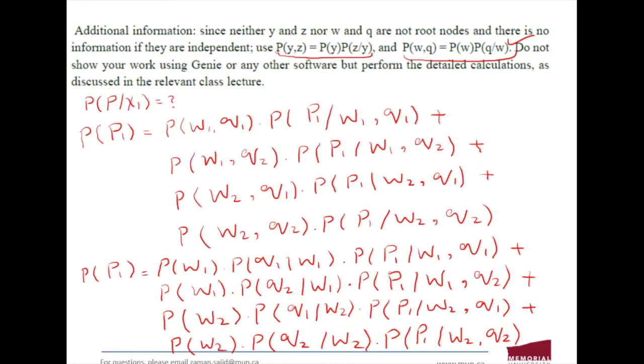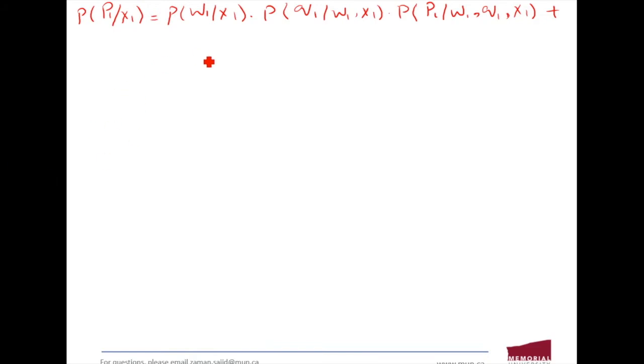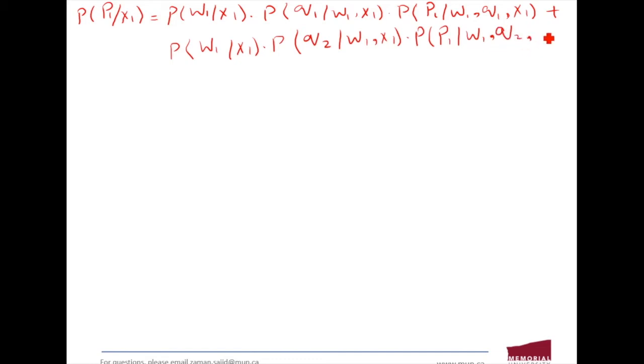third term and fourth term. So let me write down the second term here: plus the probability of W1 given X1, times the probability of, this time with Q2, given W1 and X1, times the probability of P1 given W1, Q2 and X1.